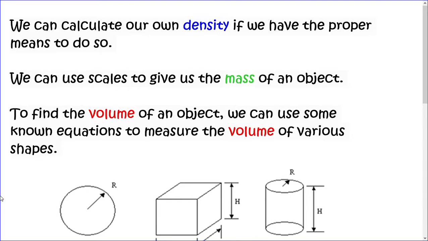So in the first one, let's say that the objects are fairly regular objects. I'll show you a way on how we can go through and calculate those, and then we'll move to irregular objects after. So we can use things like scales to give the mass of an object. We can put an object on a weight scale and it will tell us what its mass is. And we can then calculate the volume of an object if we have the proper tools to do so, if we have the proper means to figure them out.